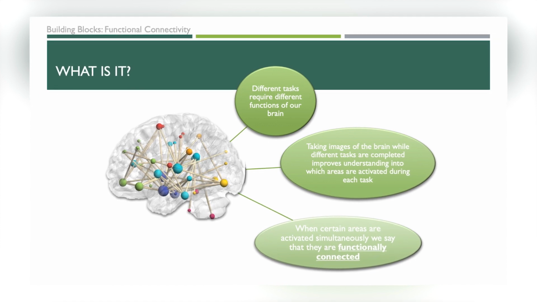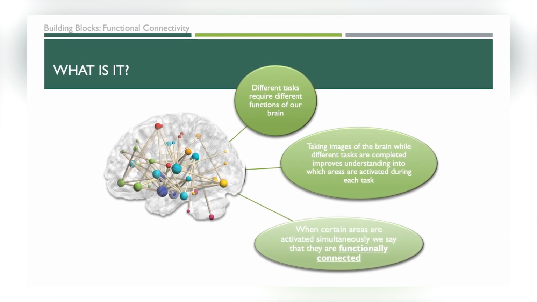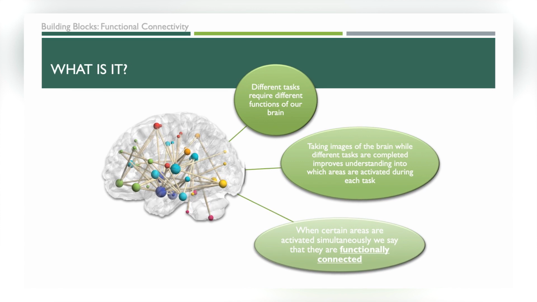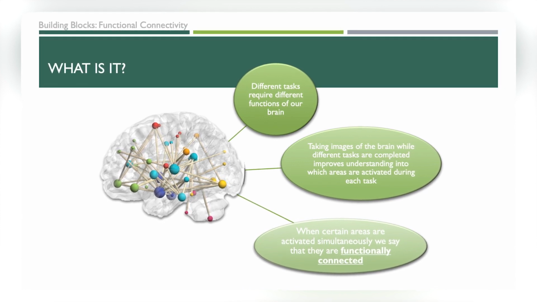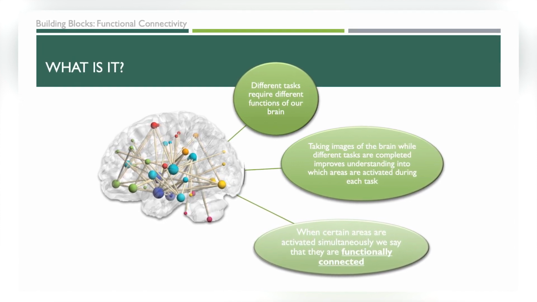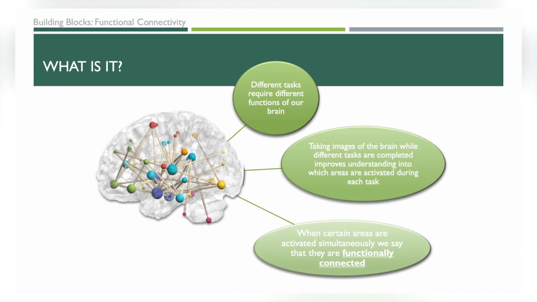So for example, here in this picture, we have, say, the yellow dots. They could be activated when a subject is wiggling their index finger on their left hand. So then we would say that these regions are functionally connected. So why do we care about this?